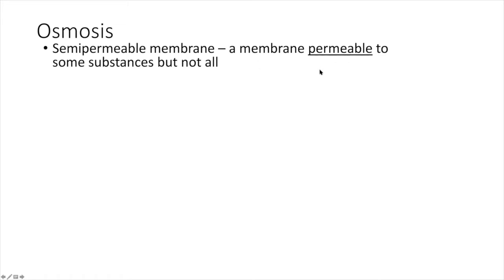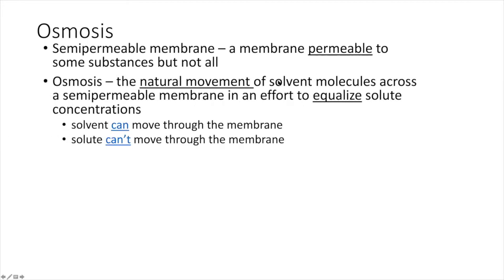And what you'll see specifically in this context, in this lesson, is that it's permeable to solvent molecules, but not to solute molecules. Okay, and so to define osmosis then, that's where we have the natural movement of solvent molecules across a semi-permeable membrane. Why? Because it wants to equalize the solute concentrations on each side of that membrane. And so the pores in the membrane are sized in a way that the solvent molecules can move through those pores, but the solute molecules are too big. They can't move through the pores in that membrane.